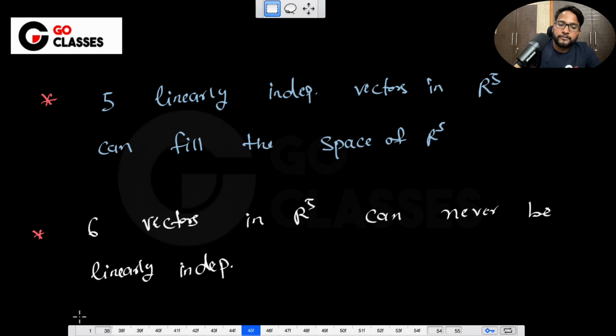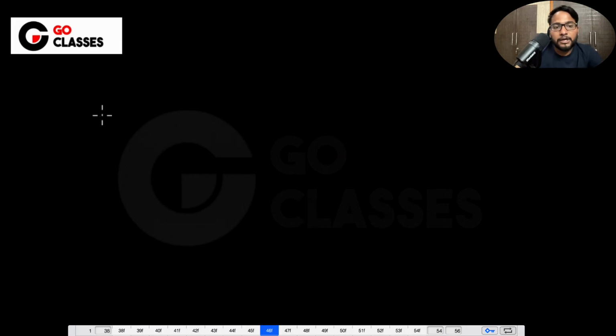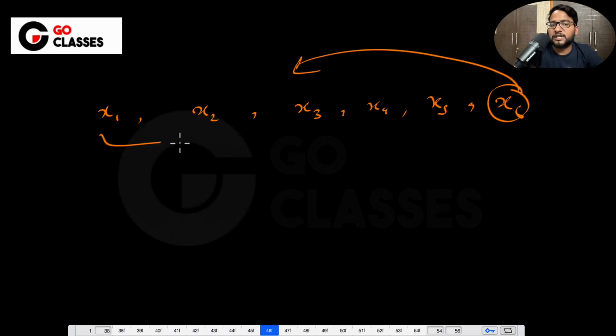You're getting my point? Let's suppose you have 6 vectors and you want all of them to be linearly independent, just to make this claim false. You add one vector, maybe x1, then x2, then x3, then x4, then x5. Till now you can manage, but the moment you add x6, that has to be dependent on these vectors, because these vectors are filling the space if these are linearly independent, right? I hope you understood. So that's my point.